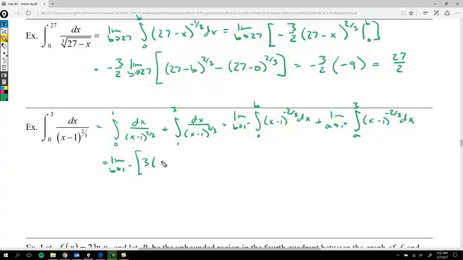Right, so I get 3 times (x minus 1) to the 1/3 power from 0 to b. Okay, that's my first integral, plus the limit as a approaches 1 from the right of 3 times (x minus 1) to the 1/3 power from a to 3.